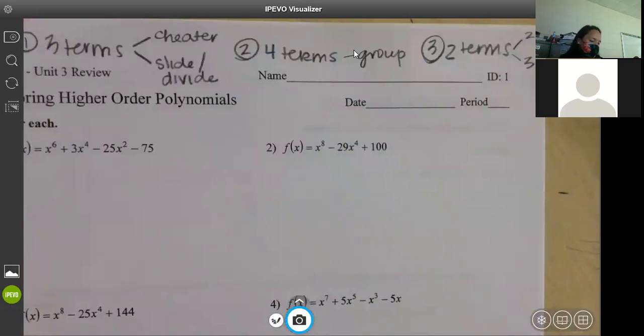Number 2 does not have a GCF. We can look at it until it doesn't have a GCF. So can we do the cheater method or do we have to do slide and divide? Yeah, there's no number in front, so we can cheat. Factors of 100 that add to negative 29.